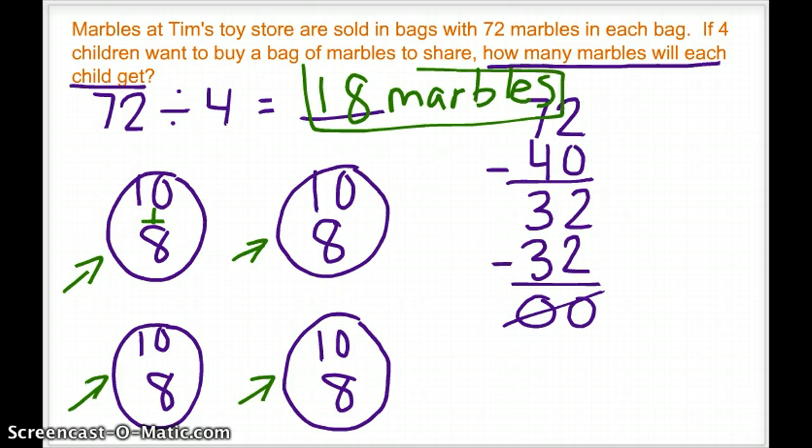Now I would want to check to make sure that the inverse checks out. Is 18 times 4 in fact 72? Why don't you figure it out and see?